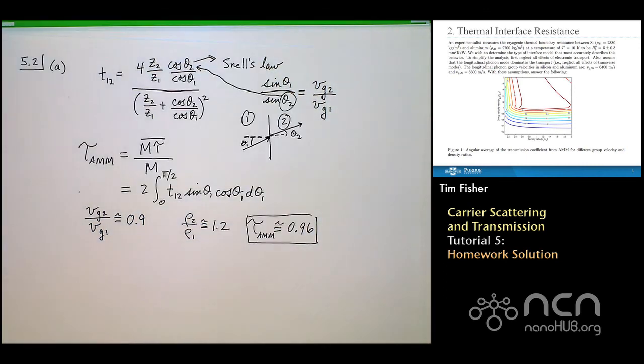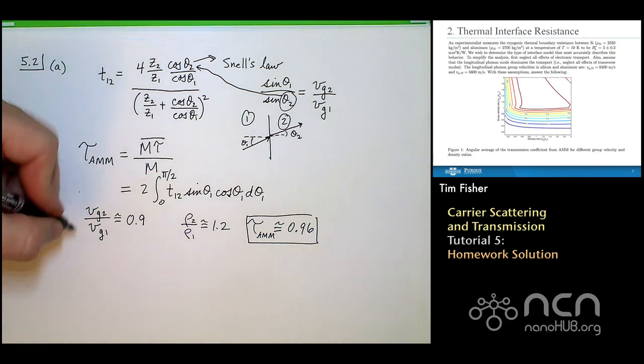And hopefully that's a reasonably intuitive result, because these materials are fairly well matched. Their group velocities are fairly close to each other, and their densities are alike as well. Moving on to part B.